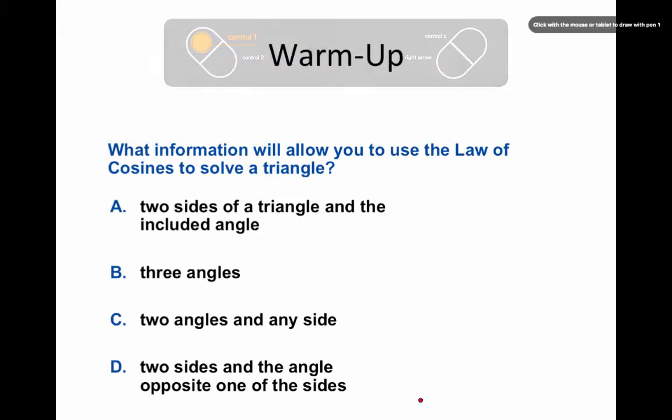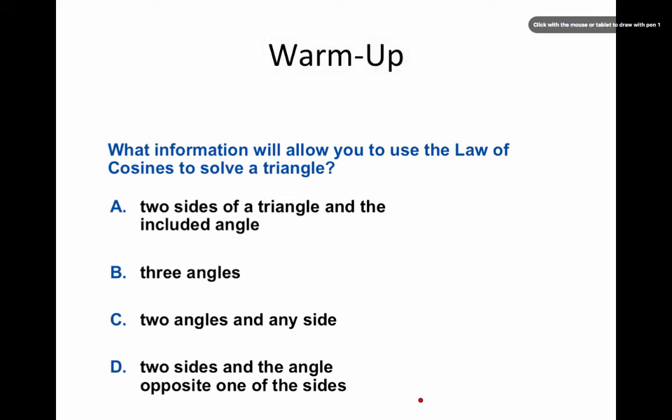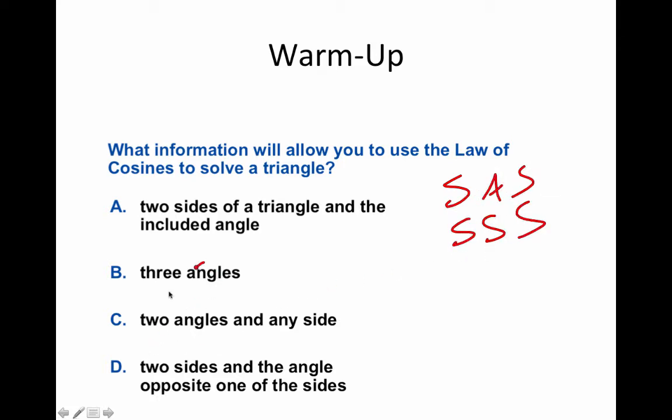Little review. What information allows you to solve a law of sines or cosines? Remember, law of sines, we are looking for either SAS or SSS. So it's not that one. Two angles and any side, that would be law of sines. And two sides and the angle opposite one of those sides, that would be law of sines. I believe it's two sides and the included angle. Answer is A.